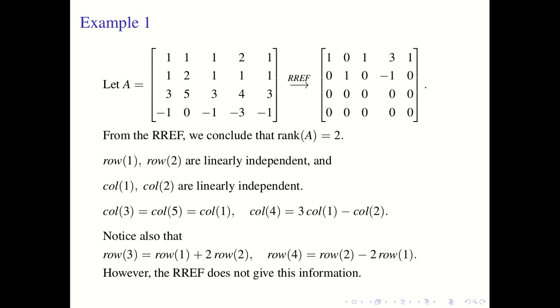Therefore, if you look at the matrix A, row 1 and row 2 are linearly independent. And similarly, column 1 and column 2 are linearly independent. Now, you can see that column 3 is the same as column 5, and it is the same as column 1, and column 4 is in fact 3 times column 1 minus column 2.